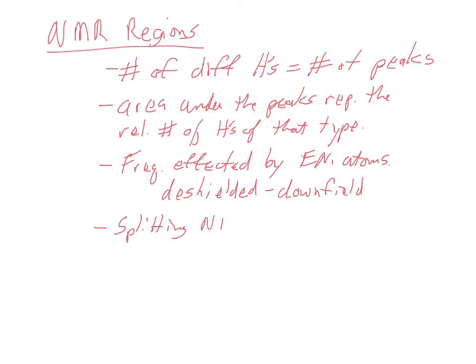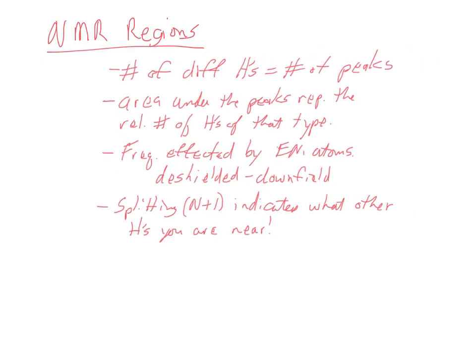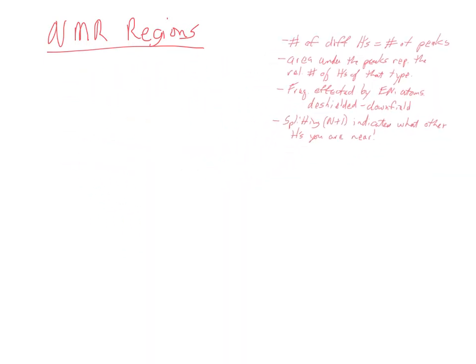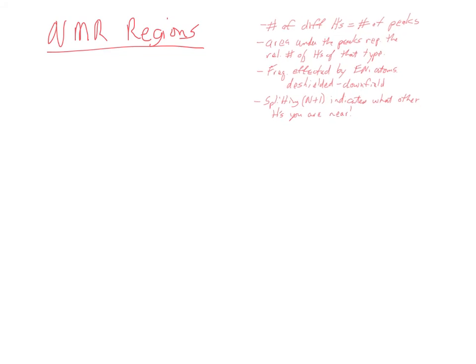And then finally, there is splitting, that n+1 rule, the nearest neighbor rule. That indicates what other H's you are near. That's NMR. Now let's talk about the regions. So I'll close that, I'll put that over here. The 4 things about NMR.